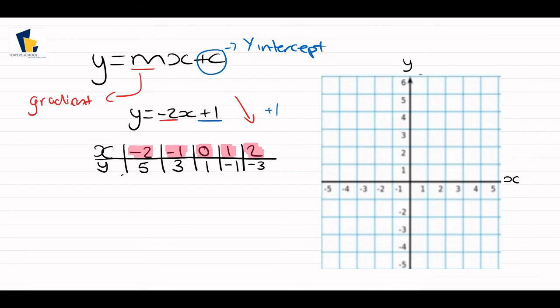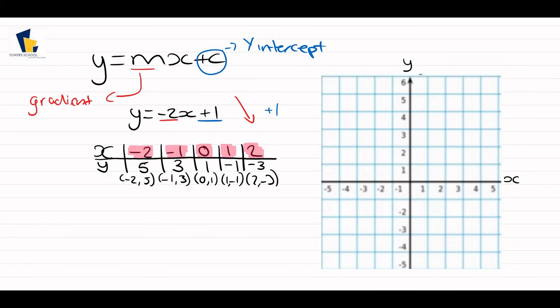So again, here we have our coordinates. We have -2 and 5. We have -1 and 3. We have 0 and 1. We have 1 and -1. And we have 2 and -3. So these are the coordinates that we are going to plot.